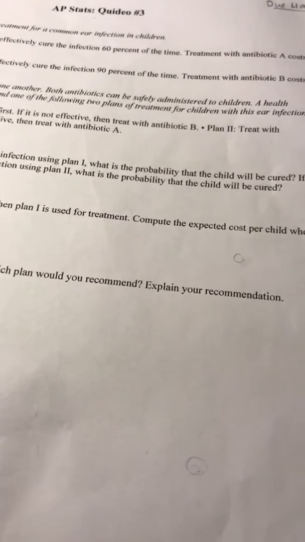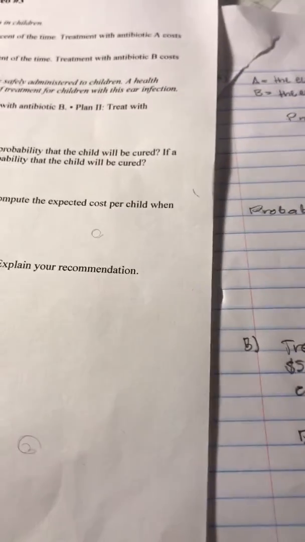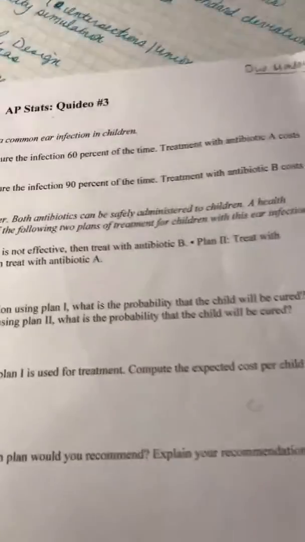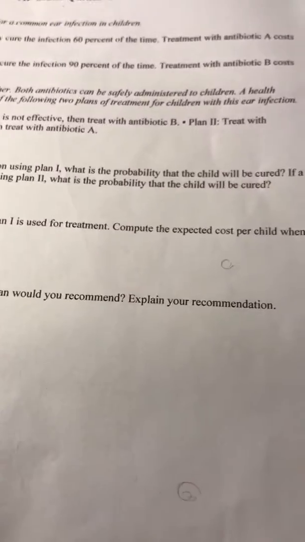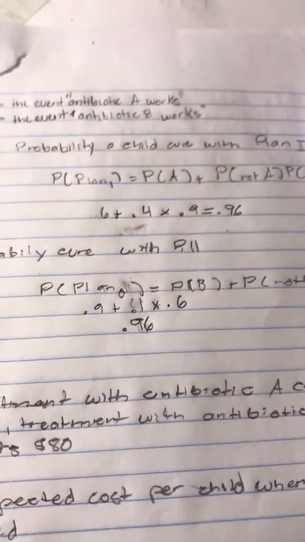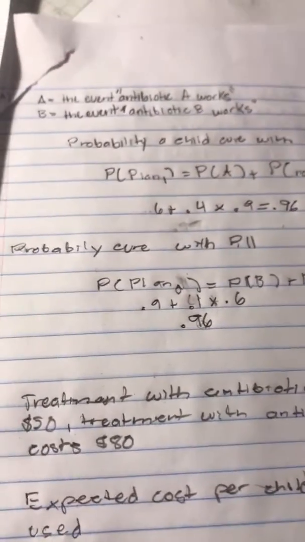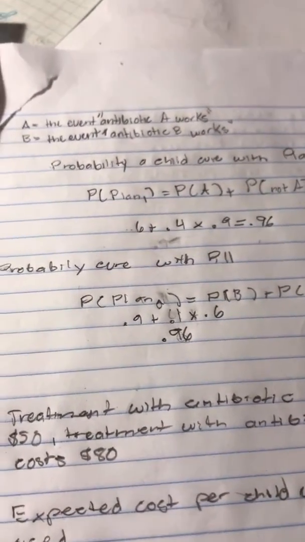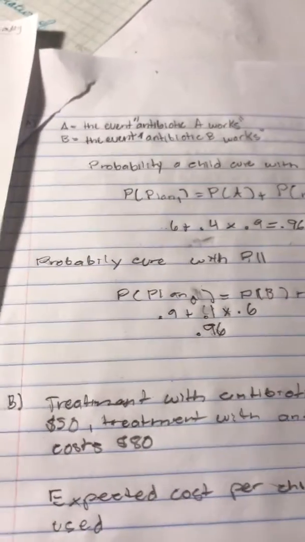To find the probability of a child being cured with Plan 1, you would have to take the probability of A working, which is 60% of the time, or 0.6, and add that to the probability of A not working, which is 0.4 or 40%. So 0.6 plus 0.4, and then multiply that times the probability of B working, which is 0.9 or 90% of the time. So 0.6 plus 0.4 times 0.9 will give you 0.96 or 96% chance of curing the child from the ear infection with Plan 1.